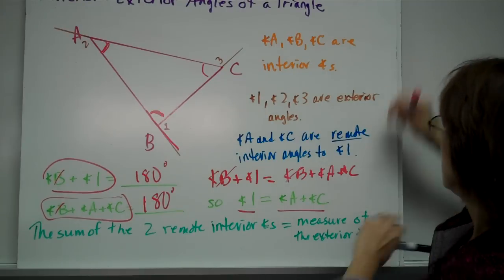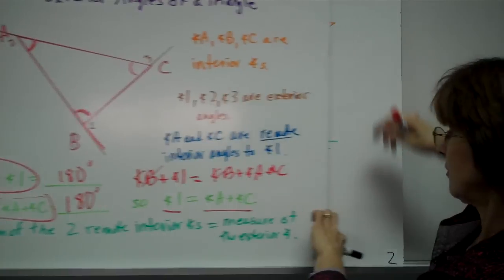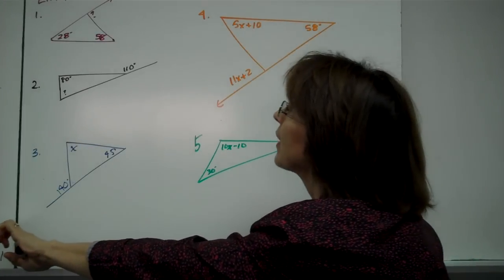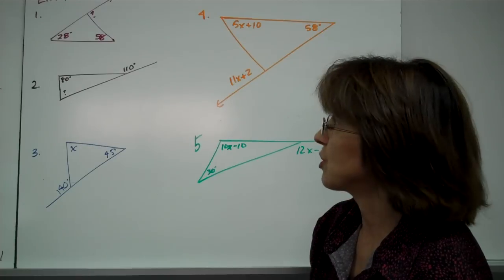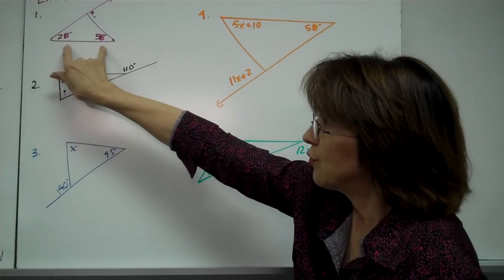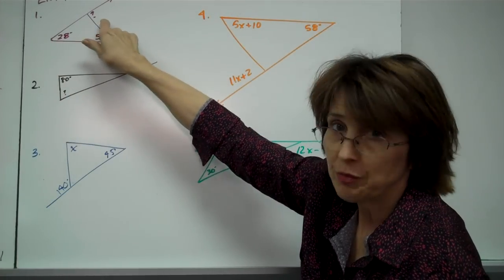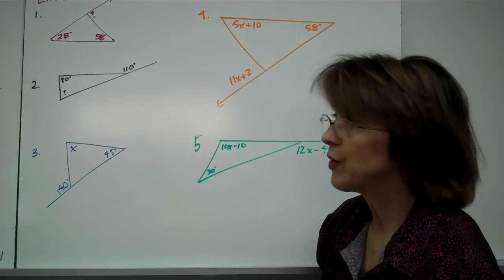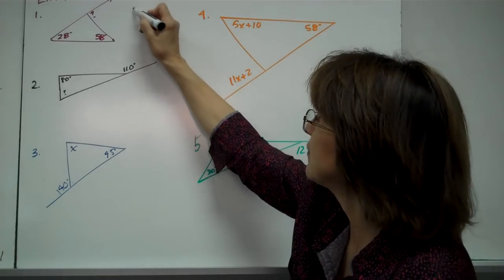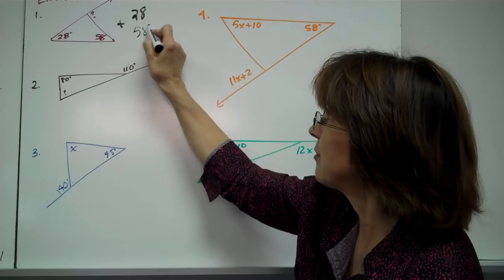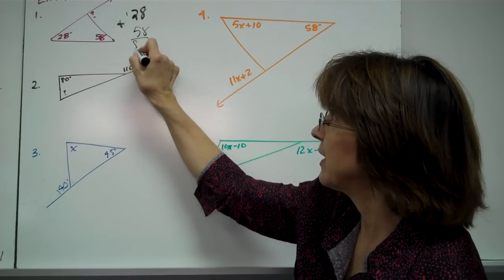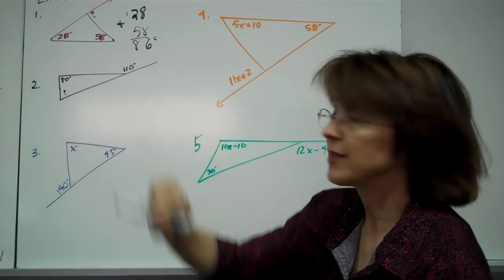Okay, let's do some practical problems with that. Suppose we're going to find the unknown, wherever the x or the question mark is. Here, these are the two remote interior angles to that question mark angle. So what should we do? We have to add 28 plus 58, because that's the sum of those two. So 28 plus 58 is equal to 86 degrees.